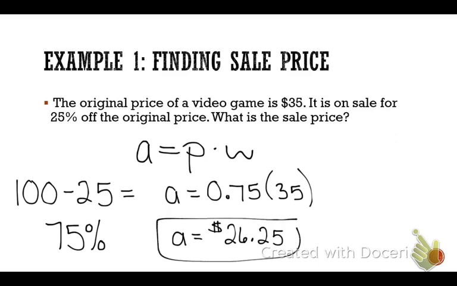All right, so again, W is going to stand for our original price. My percentage, if it's a sale, it's going to subtract from 100. If it's a markup, we're going to add it to 100 to figure out what we plug in for P. All right, so that's for the sale.